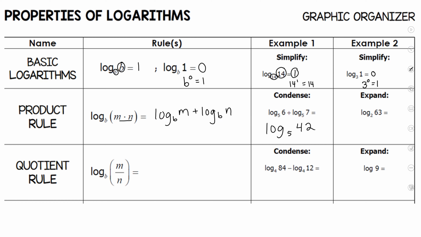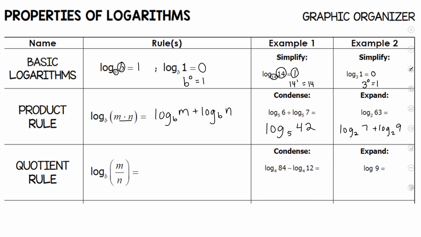Now we're going to expand using the product rule. So I'm going to have log base 2 plus log base 2. Now what can go on both of these? 7 and 9. Yep, 7 and 9, because 7 times 9 is 63. So that is how we expand using the product rule.